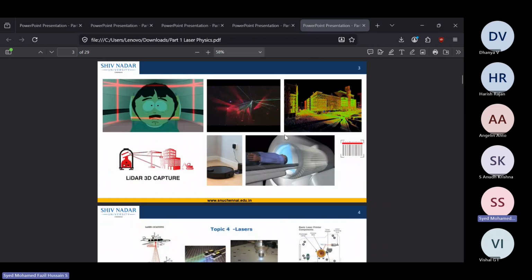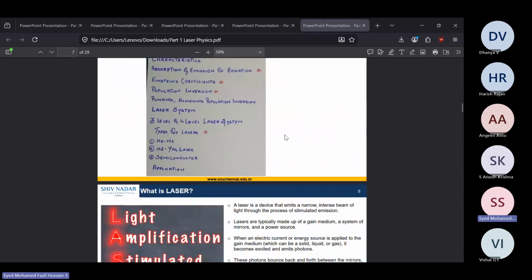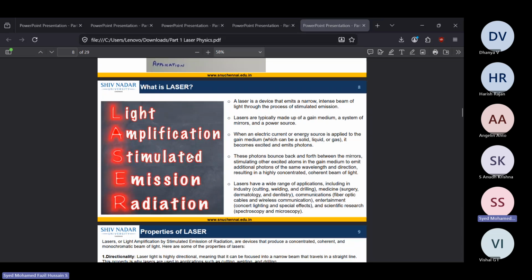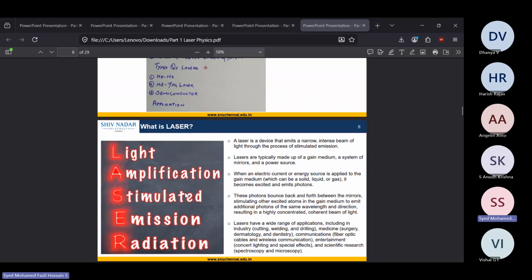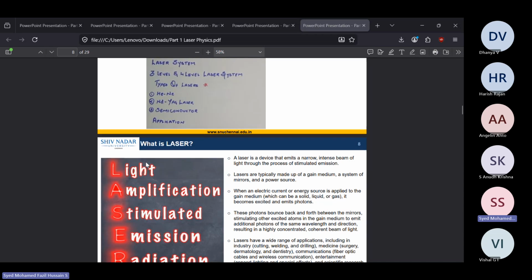So let's see what lasers actually are. Laser is not a single word. It is an abbreviation of light amplification using stimulated emission of radiation. So this pretty much explains what laser is. We are amplifying the light using stimulated emission of radiation.